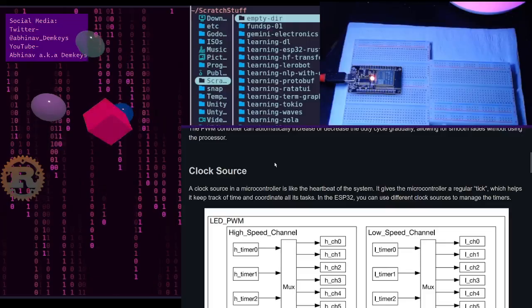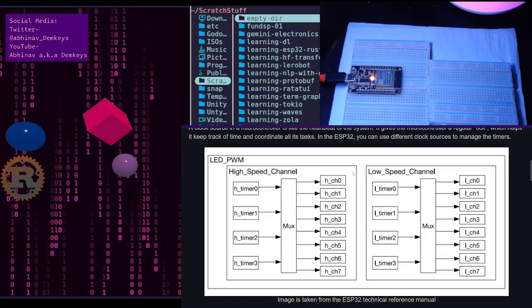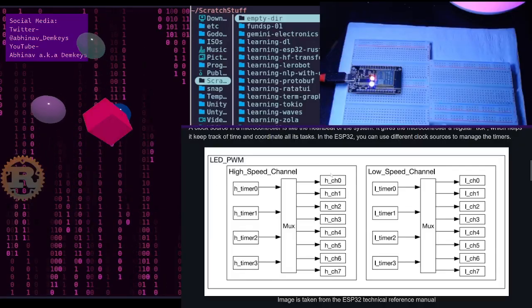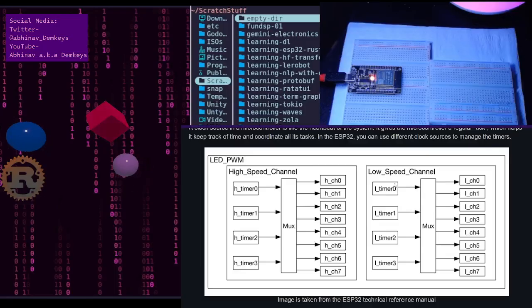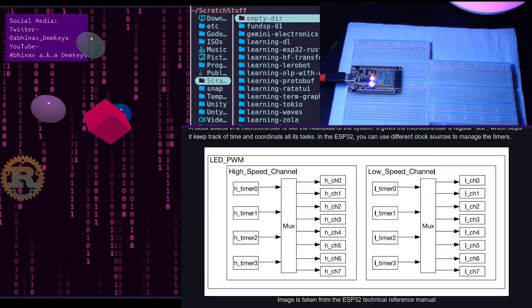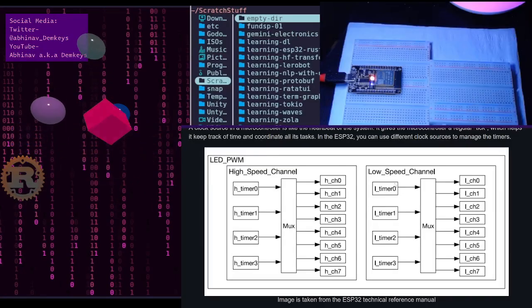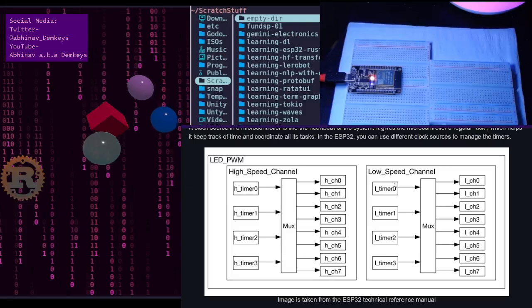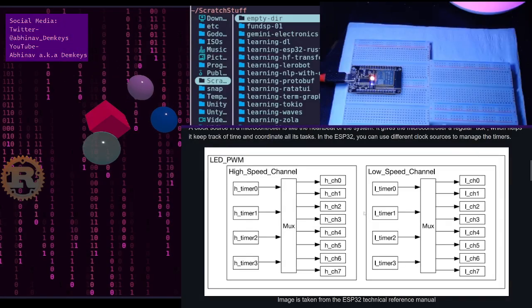Another thing I'm interested in looking into here is this LED PWM, because it mentions high speed channel and low speed channel. I need to talk to Gemini about which section in the ESP32 TRM explains this LED PWM, high speed channel, low speed channel, and the various timers that are available, and the channels that they can be split into.